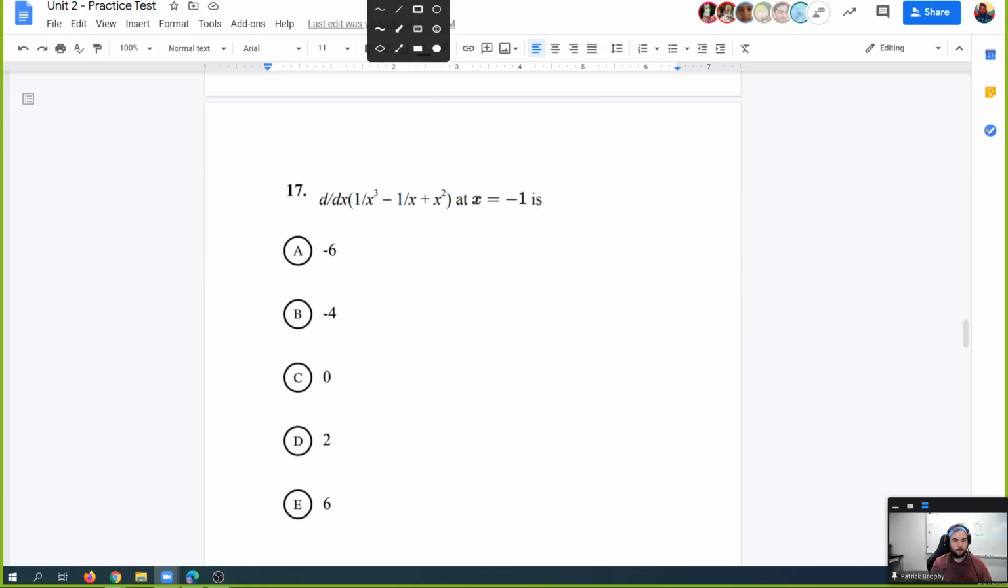And the next one. This means derivative of this thing, so I hate when they can't. This is what it looks like.